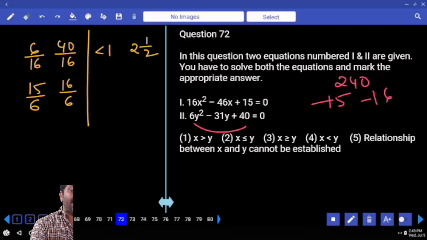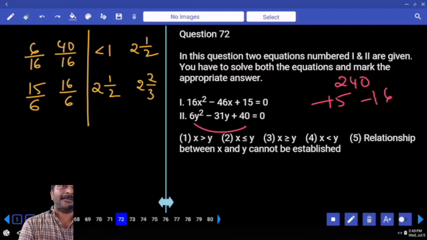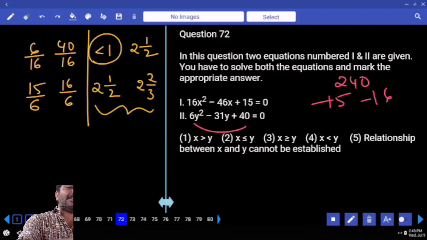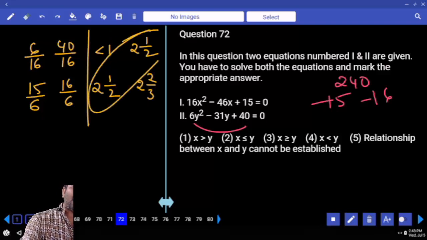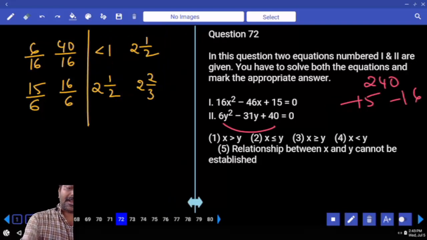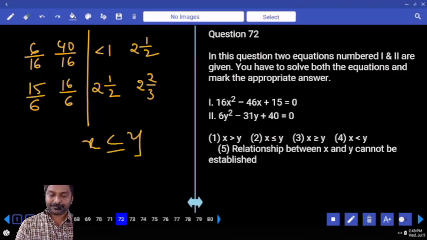15 by 6, 2 and half. 16 by 6, 2 and 4 by 6, which is 2 by 3, correct? If it is less than 1 and y values are 2 1 by 3, 2 2 by 3, x is less than y. What condition is this? And what condition is this? X less than or equal.